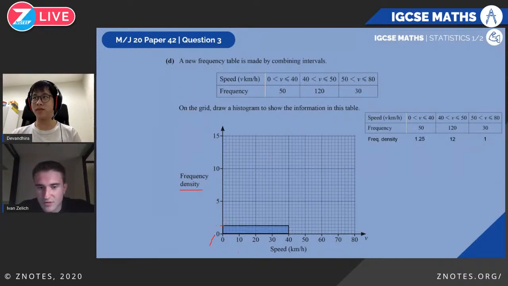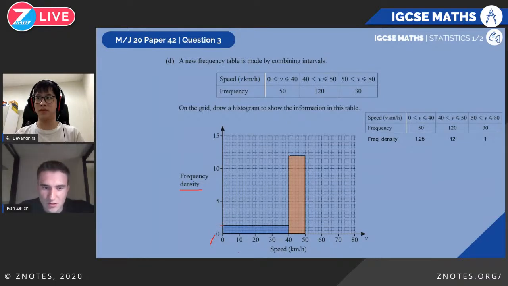The width is going to be 0 to 40. The next one is going to be 40 to 50, and it's going to go all the way to 12. 12 will be right around there. So 4 markers up from 10 is going to be where 12 is. And the last one, from 50 to 80, we have a frequency density of 1. So that'll be at the second marker from the bottom. So right there. And yeah, so that'll be a histogram.